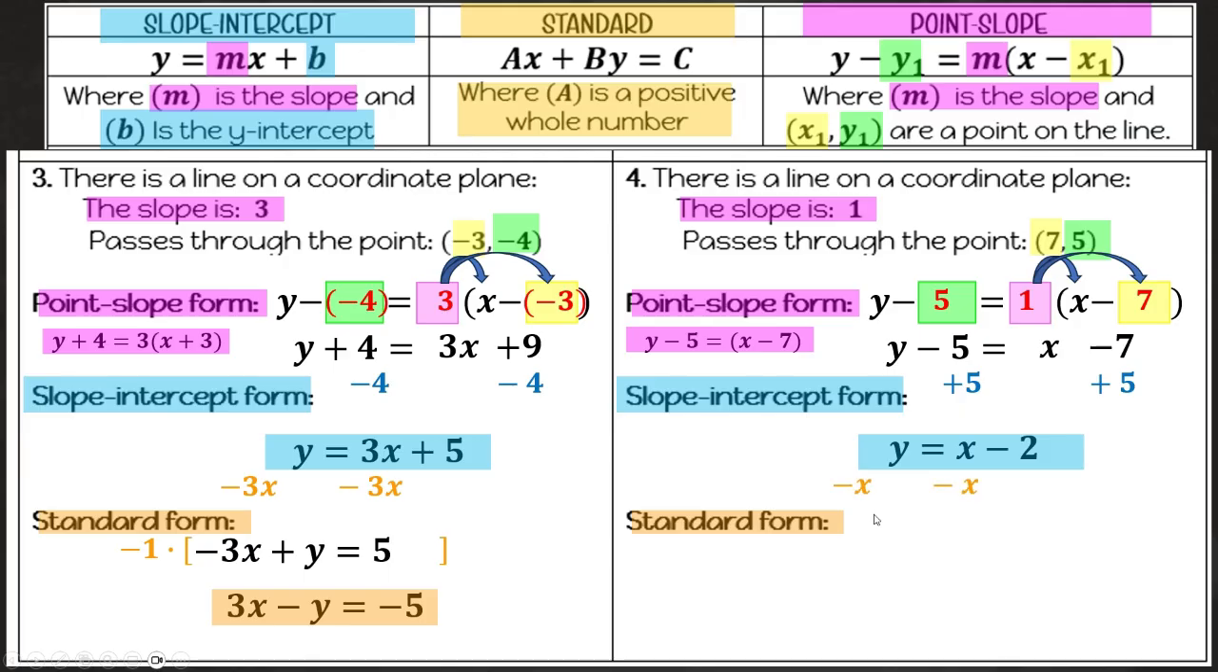Then to write this in standard form, I subtract x from both sides. I can't have a negative x or a negative a term, so I multiply everything by negative 1, and I get x minus y is equal to 2.